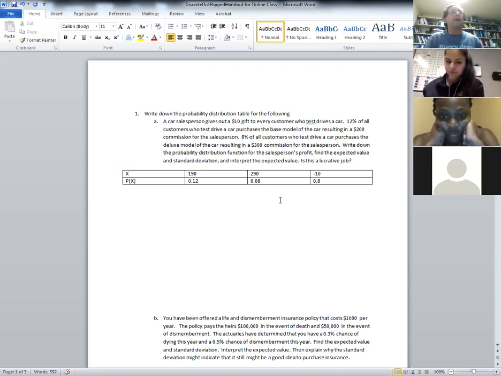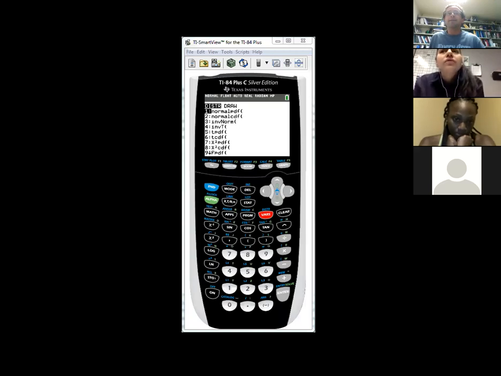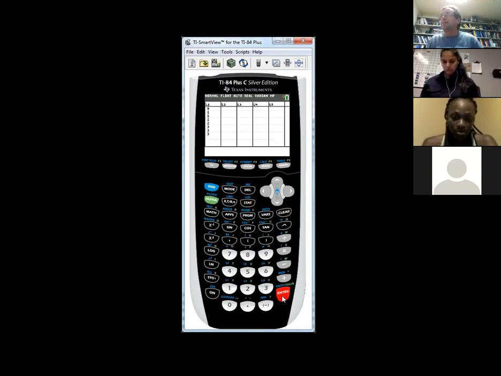Now we need to find the expected value and standard deviation. I worry about this because I'm about to share my calculator, and I hope this works. Let me put out the numbers because I need to see them: 190, 290, negative 10, 0.12, 0.08, 0.8. Okay, so now I'm going to stop share, and then do share screen and go for the calculator. And hopefully it doesn't blink on you. Okay, so let's clear out what we had. Now we're going to go to stat. That's a really important button, by the way. That's the statistics button.